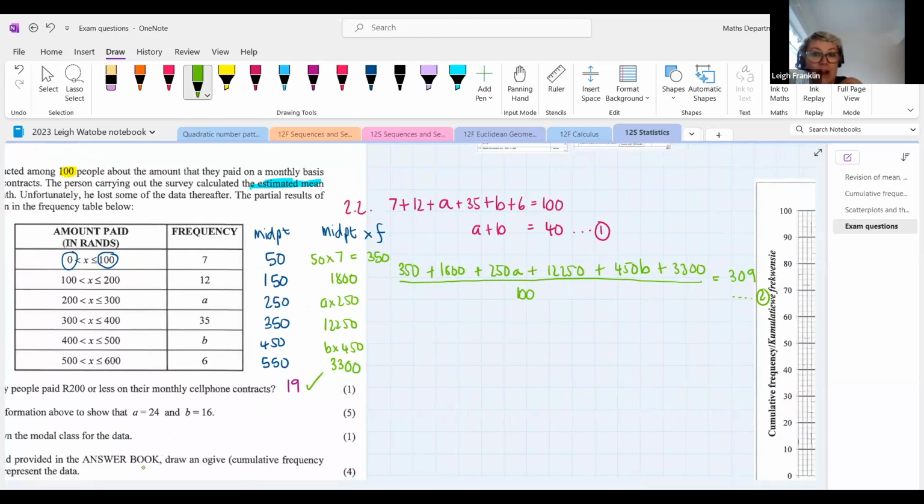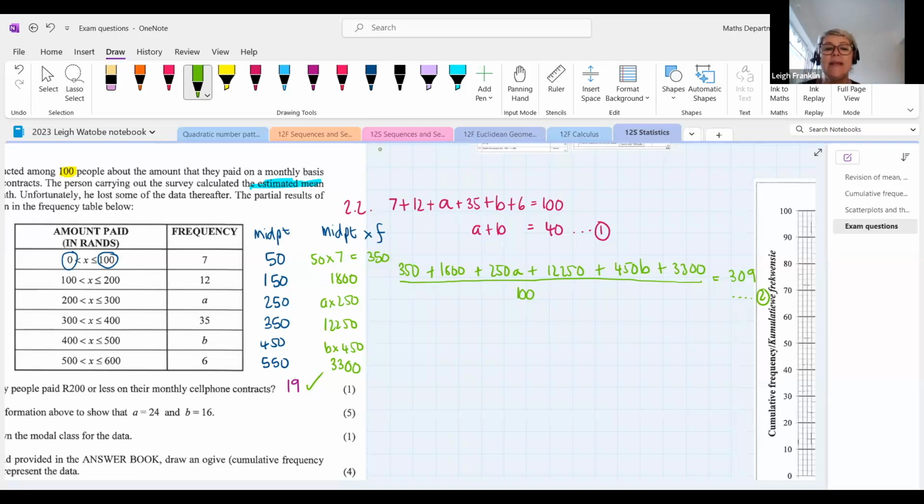Crazy question, right? Whoever would have thought that they could bring simultaneous equations into statistics? And they did. Quite a clever question, I think, but not very easy to start off with.